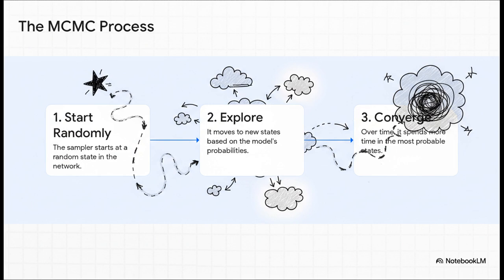Imagine the algorithm is dropped at a random point on your map. It takes a random, stumbling step to a new spot. Then it looks around and asks, is this spot more plausible than where I just was? If the new spot is more probable, it's very likely to stay. If it's less probable, it might still check it out, but it'll probably stumble back.